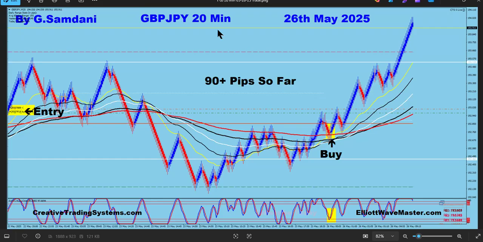This is the first trade I'm showing here, pound yen, and the entry is there with the yellow mark. Buy orders right there, SL moved to break even plus, and this is the entry.